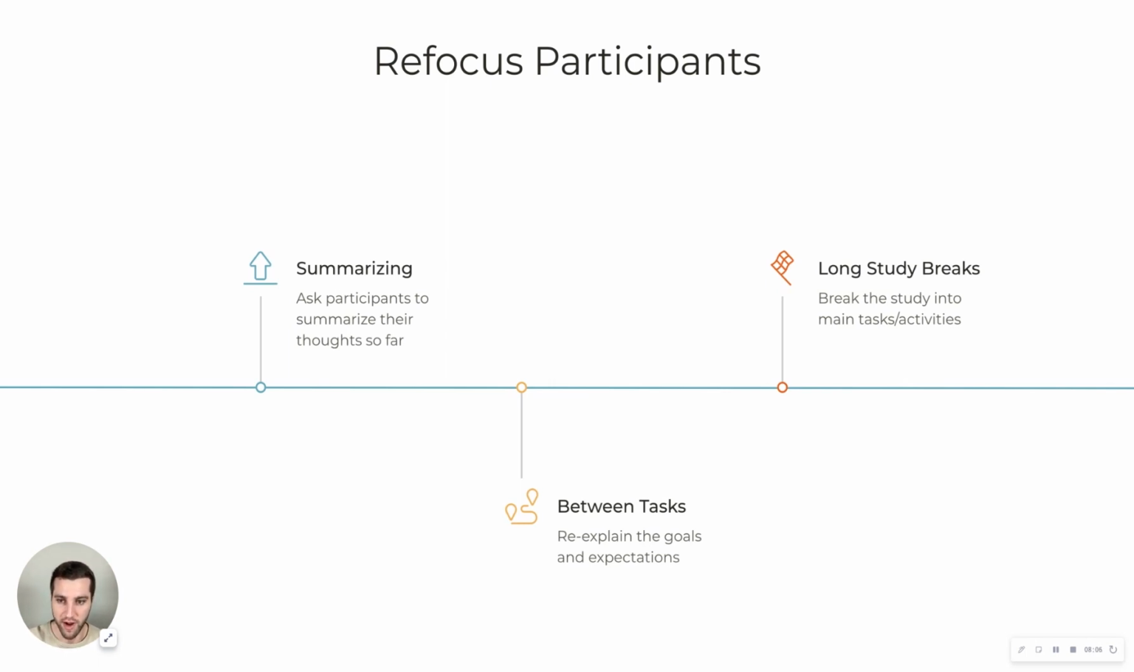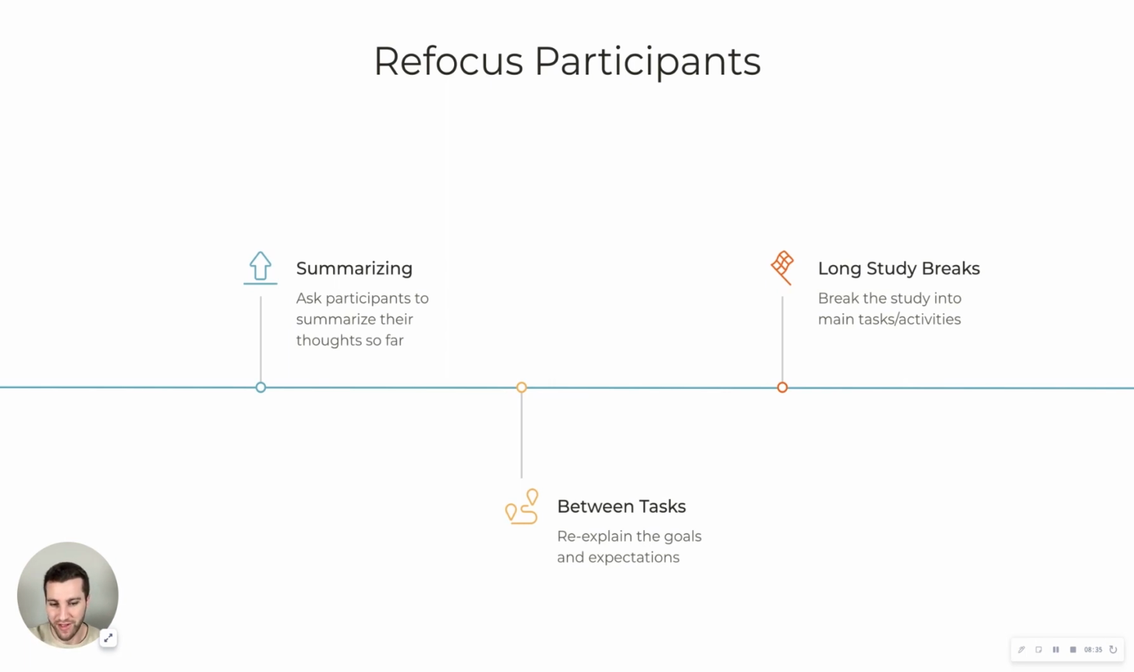Number one, summarizing. After we have the participants go through a few activities, ask them to summarize their thoughts so far. Likely they've gone through, they're giving feedback, they're in that flow, but before we move them on to a new task, it's a good idea to ask them about their thoughts so far, and this will likely bring out insights that they forgot to share earlier or just didn't think about. So it's a really advanced technique to get some extra insights out of the study that you might miss.